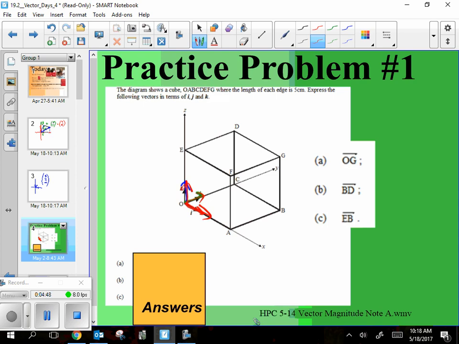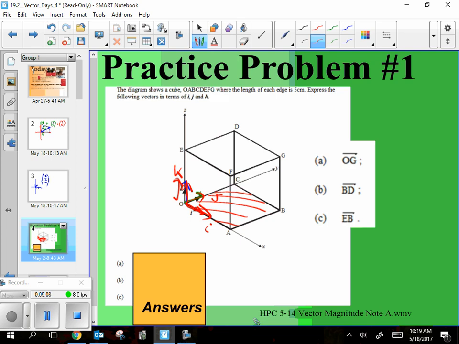Okay? And they have also labeled it with i. This one's j, and this one's k direction. So you got to think of it as the x and the y axis. It's almost like this is a table here, and the x and the y-axis are laying on the table, and the k is coming up off the table.